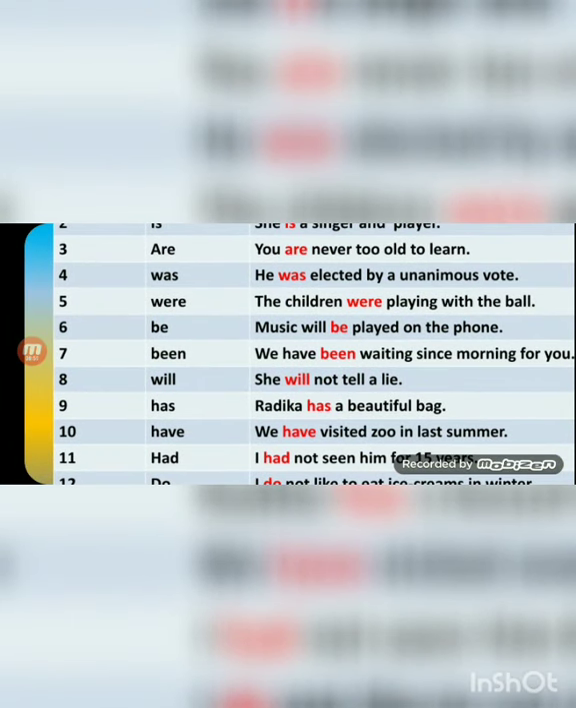She will not tell a lie. Radhika has a beautiful bag. We have visited the zoo last summer. I had not seen him for 15 years.